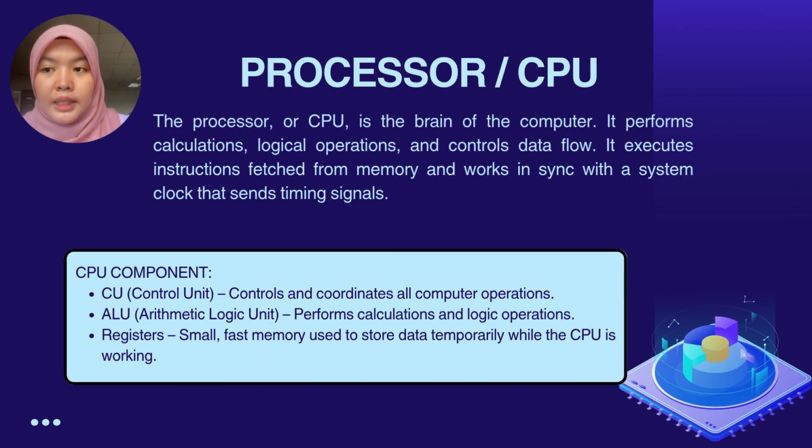So in this slide, I will briefly explain about the processor or CPU. The CPU is the brain of the computer. It controls all the operations and processes data. It works with the system clock, performing operations with each clock pulse. The CPU consists of three main parts, which are the control unit, the arithmetic logic unit, and also the registers.